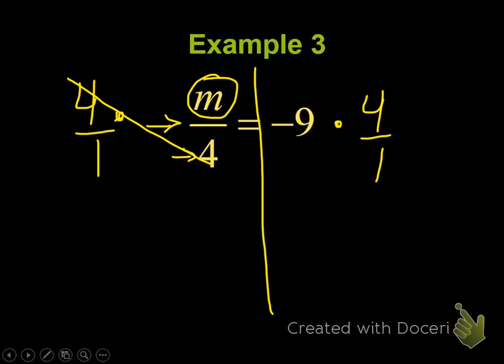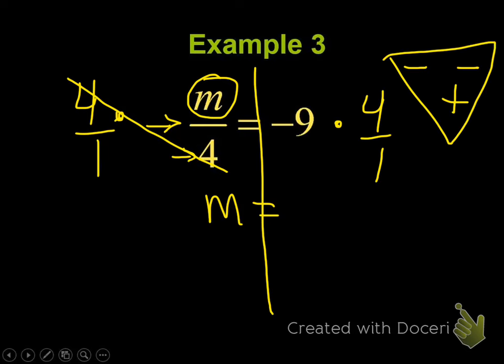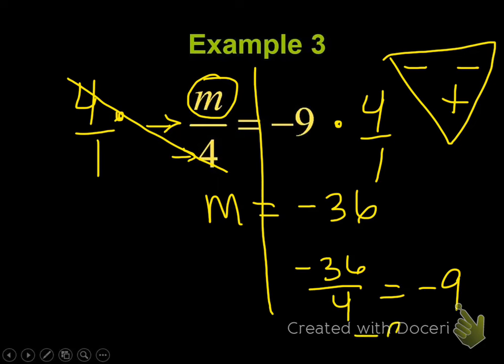These 4's are going to cancel. We'll be left with m equals a negative times a positive, which is going to give us a negative 36. To check, plug the value for m back into the original equation. We have negative 36 divided by 4 equals negative 9, and we'll see that negative 9 equals negative 9. So we have the correct answer.